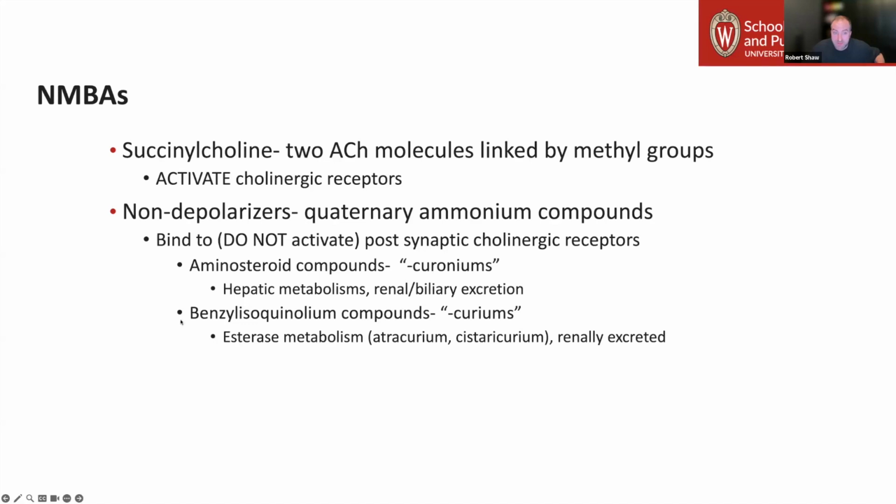And then we have benzylisoquinoliniums, which end in curium. These are metabolized by plasma esterases, so they are usually very rapidly metabolized. Cisatracurium is the most commonly utilized in practice today. There are many others that I didn't list here. I tried to list the ones you're most likely to see. And after they're metabolized, they are renally excreted.